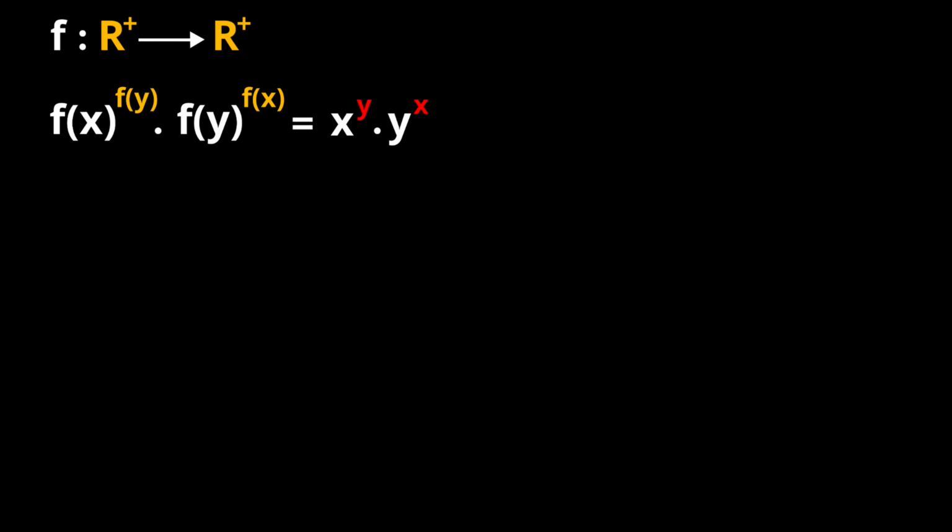So we have a very interesting functional equation. We're given that f is a function from positive real numbers to positive real numbers, and f(x)^f(y) times f(y)^f(x) equals x^y times y^x. The goal here is to find f(x), so we're going to do that.